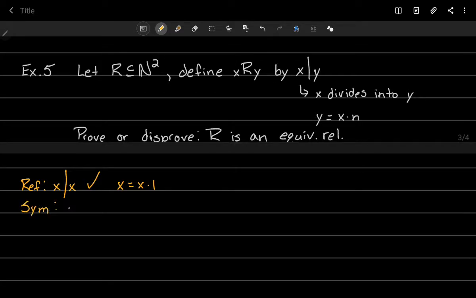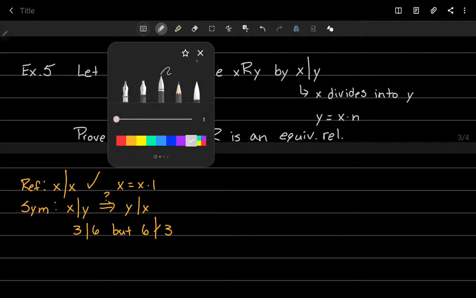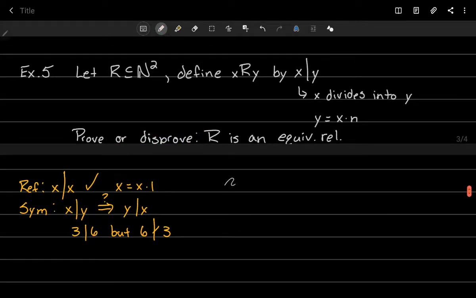Symmetric. Assume x divides y. Am I going to get y divides x? So is that going to imply y divides x? Well, that should jump out at you as kind of funny, right? Because I know 3 divides 6, but 6 does not divide 3. Okay, so at this point, I can answer the question, prove or disprove R is an equivalence relation. We have a counterexample.